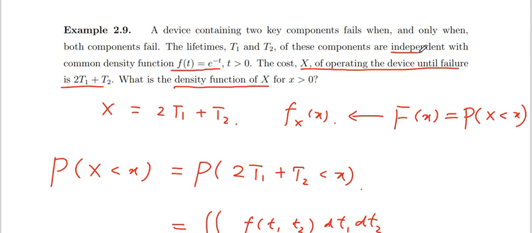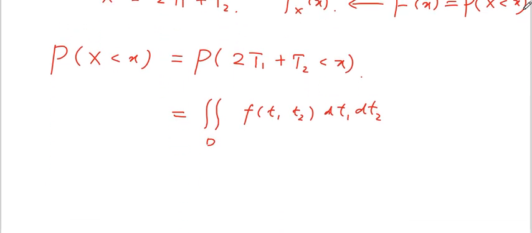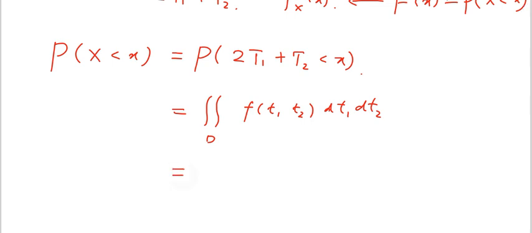And they're independent. So here, independent means the probability is multiplied, like for A and B, P(A and B) equals P(A) times P(B). So for density functions, this means we just multiply the density functions together. So this equals e to the negative t1, this is the density function of t1, then the density function for t2. So this is the joint density function of t1, t2.